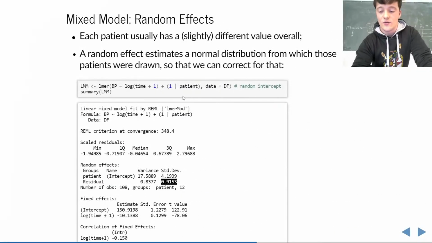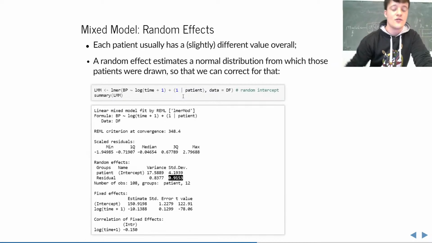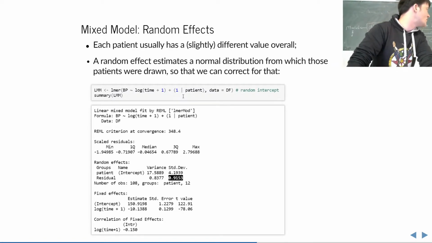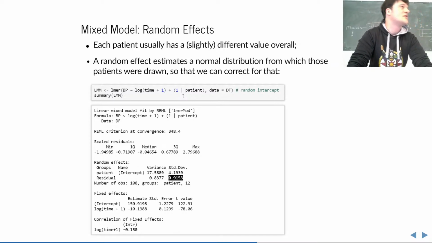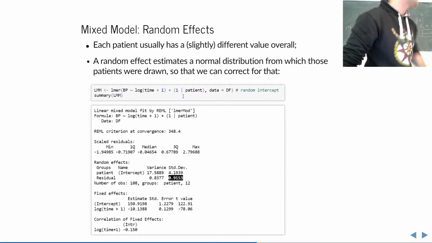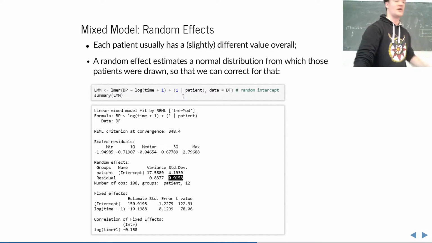Okay, that's almost everything in the output. The last thing is the correlation of the fixed effect. That one we're not going to use in this course, and it is not super important if you already carefully chose your model, so we're going to ignore that one.